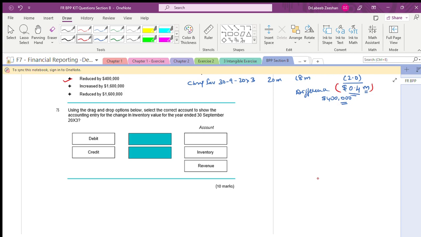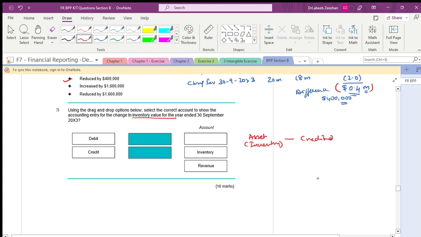Using the drag and drop options, select the correct account to show the accounting entry for the change in inventory value for the year. Your inventory is decreasing. Inventory is an asset. When an asset decreases, it has to be credited. Credit will be inventory. It reduces the value of the asset.